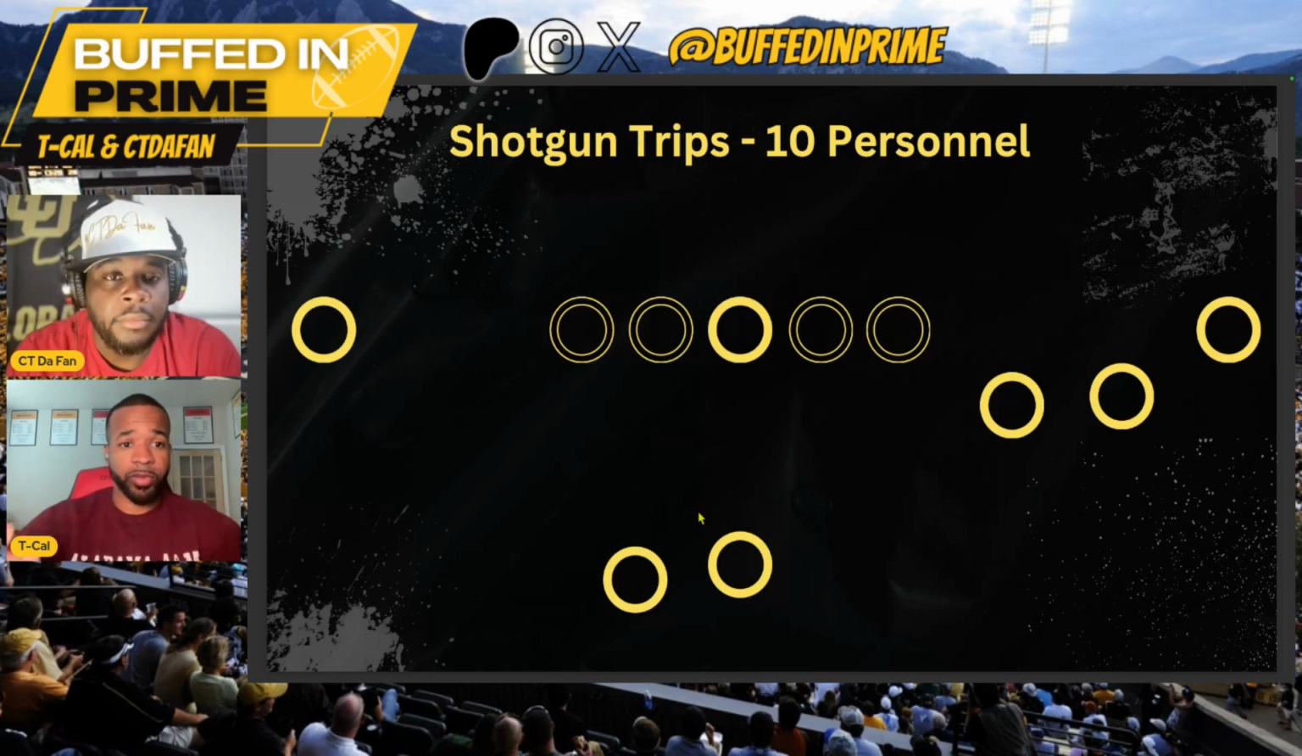Because if they use 11 personnel, that means there's 3 receivers in. If they use 10 personnel, that means there's 4 receivers in. So 10 personnel means we have 1 running back right here. Here's the quarterback, no tight ends, and we have 4 receivers.